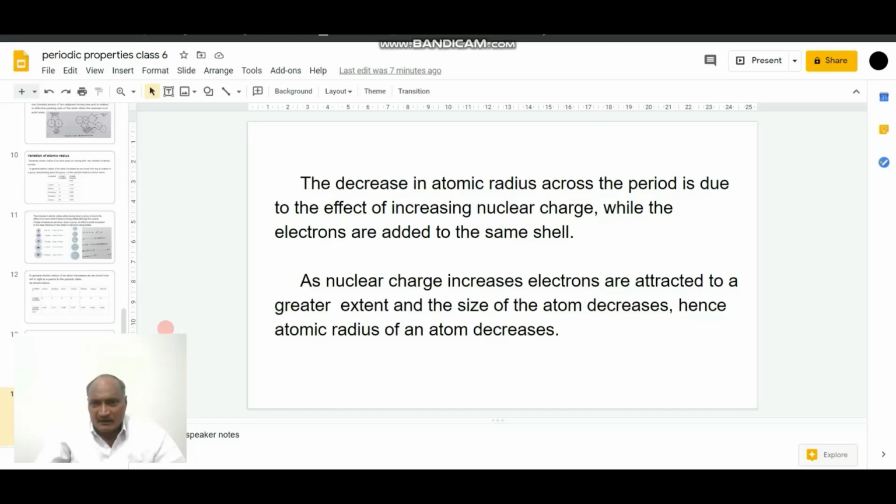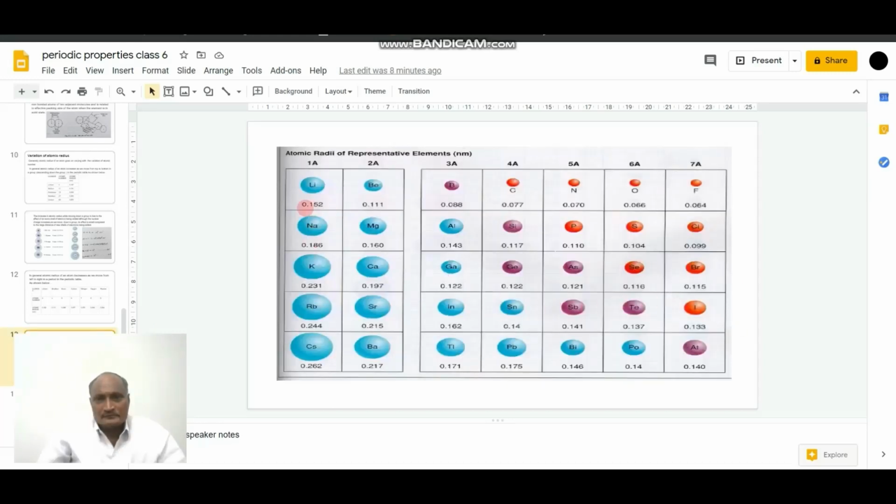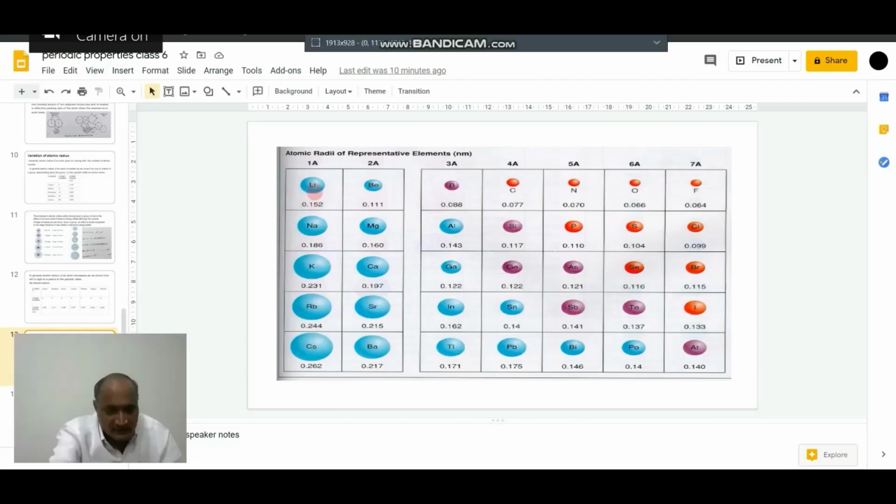As nuclear charge increases, electrons are attracted to a greater extent and the size of the atom decreases. Hence, we observe a decrease in the atomic radius as we move from left to right in a period in the periodic table. The following figure indicates the increase and decrease of atomic radius as we move from top to bottom and as we move from left to right.